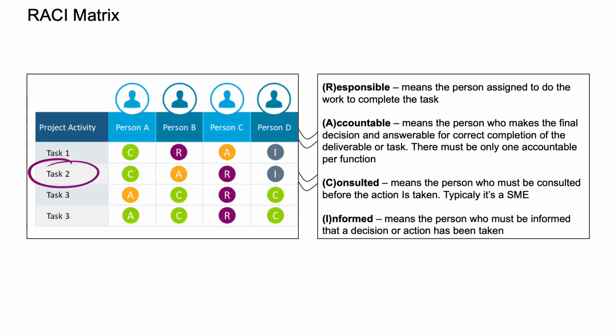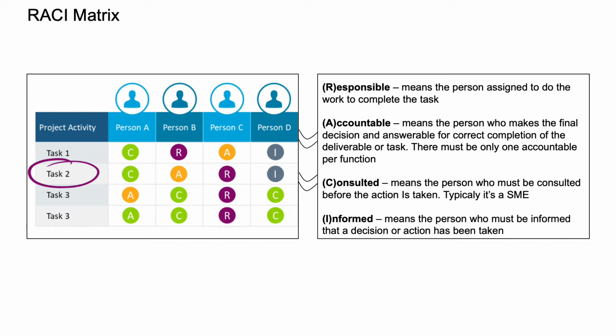As you already know, every activity should have a person in charge. We have a list of tasks and four people, A, B, C, and D in our example. Now, we have to understand what their responsibility is with regard to the project. RACI actually means R from responsible: the person assigned to the work needs to complete the task. A from accountable: the person who makes the final decision and is held accountable for correct completion of the deliverable or task. There must only be one accountable per function.